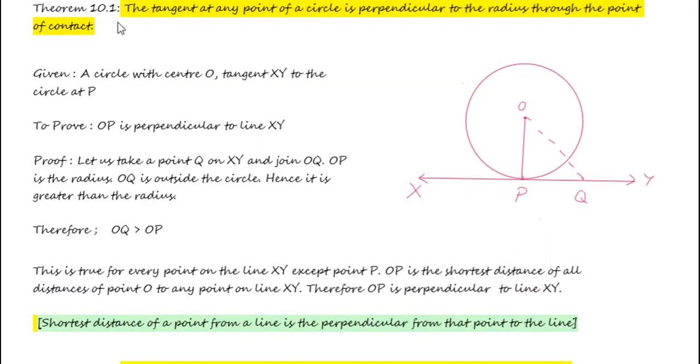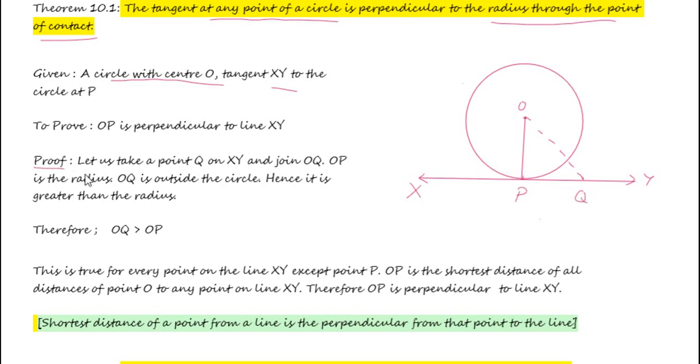Theorem 10.1. The tangent at any point of a circle is perpendicular to the radius through the point of contact. It means when you have a circle and if you draw a tangent, the point at which it touches the circle, if you join it to the center, that line is perpendicular to the tangent. So what is given here? The circle with the center O and a tangent XY, which touches the circle at P, and we need to prove that OP is perpendicular to XY.